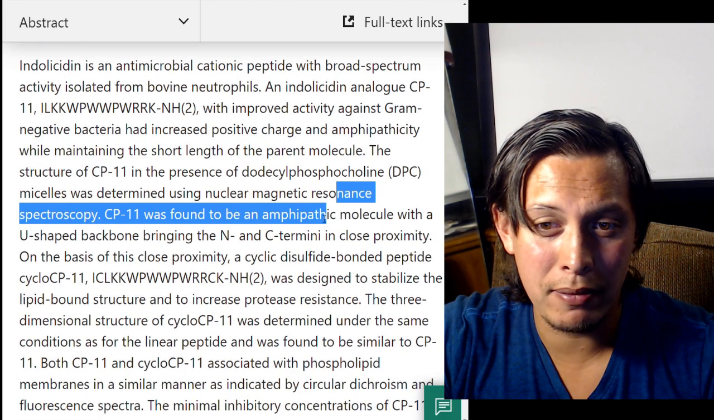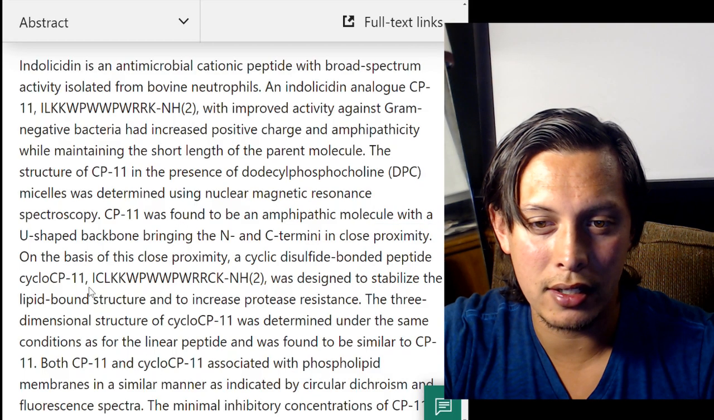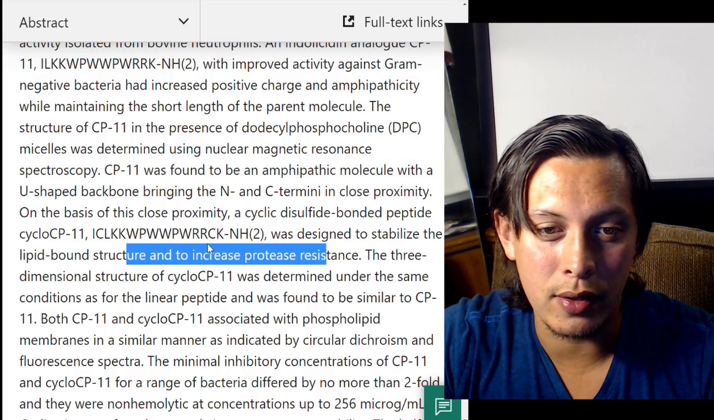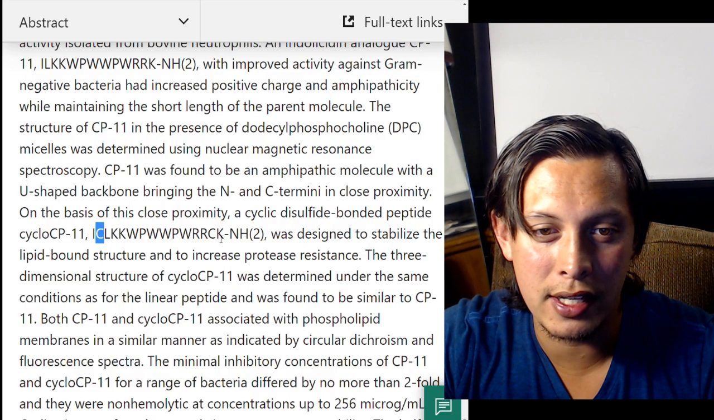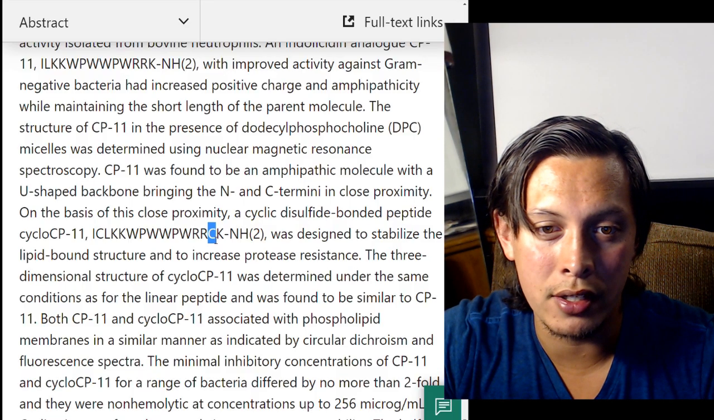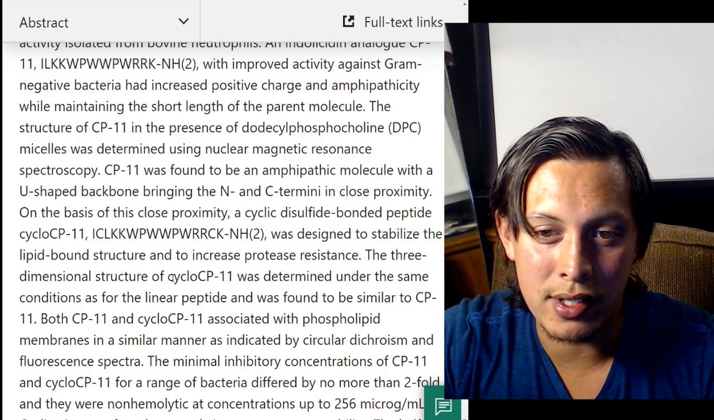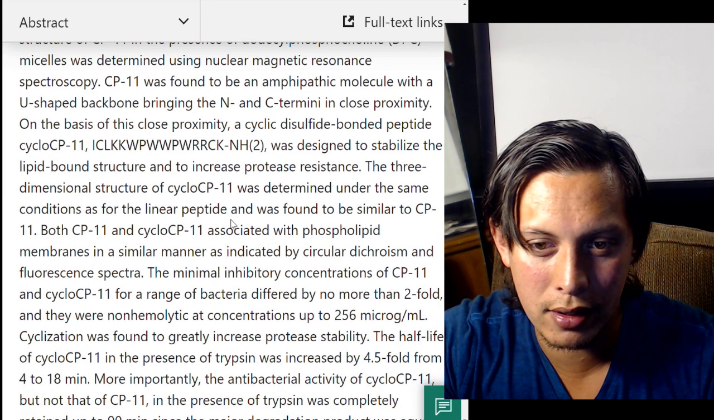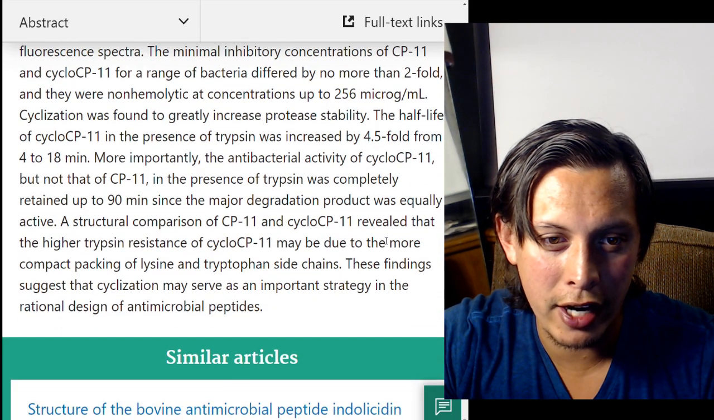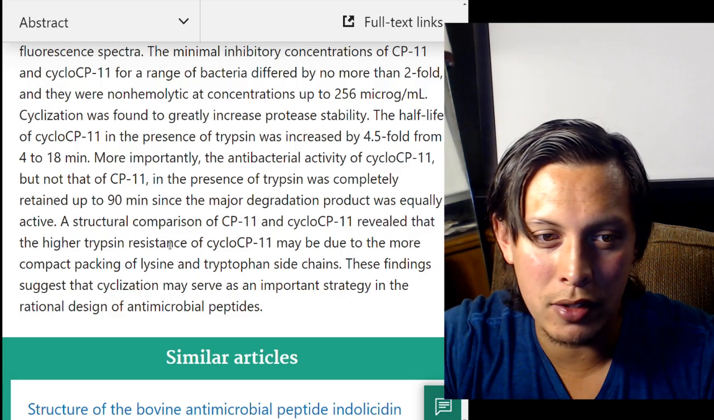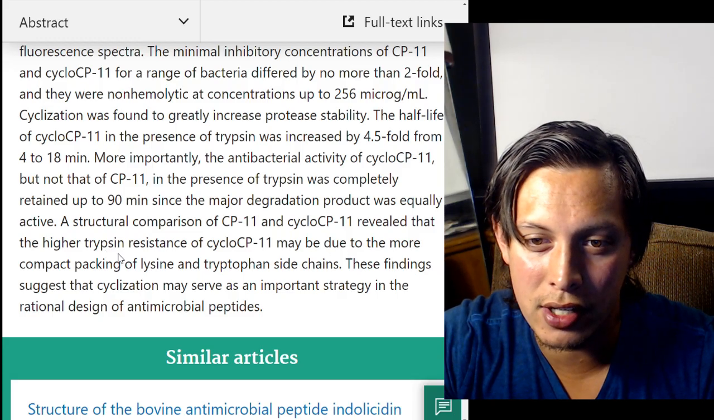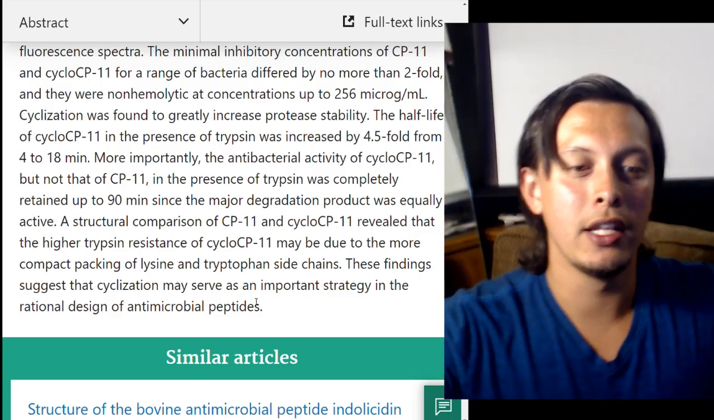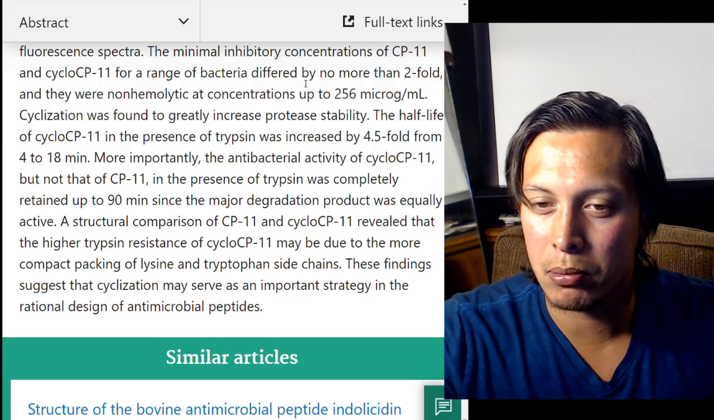Continuing, it was found to be an amphipathic molecule with a U-shaped backbone in close proximity and a cyclic disulfide bond. So I see, this cysteine and this cysteine form the disulfide bond to help make it a circle, and it was designed to stabilize the lipid-bound structure. Okay, so knowing all this, it revealed that the higher trypsin resistance of cyclo-CP11 may be due to more compact packing of the lysine and tryptophan side chains. These findings suggest that cyclization may serve as an important strategy in the rational design of antimicrobial peptides.